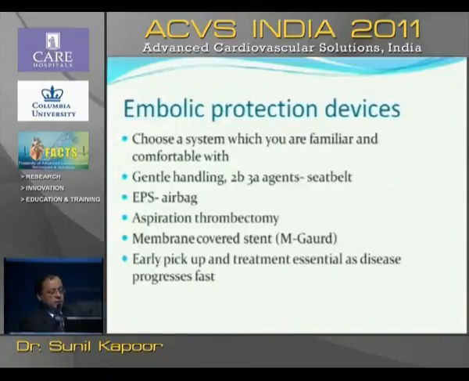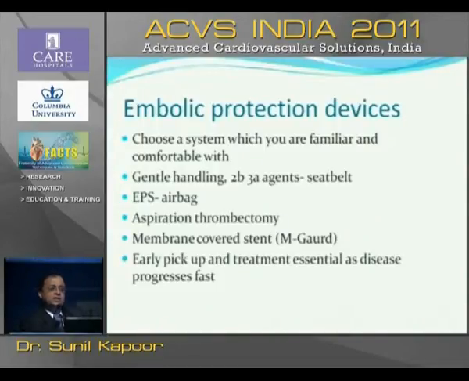Gentle handling and GP2B3A agents are the seat belt. Don't try to rotate the wire or use a big balloon, or try to push or use large shaft balloons across the lesion, because that's when you can dislodge the thromboemboli. And that is a seat belt. As I said, EPS or the embolic protection systems are the airbags. Now we can also use aspiration catheters nowadays, because the newer ones are low French size, and you can actually aspirate large material with them.